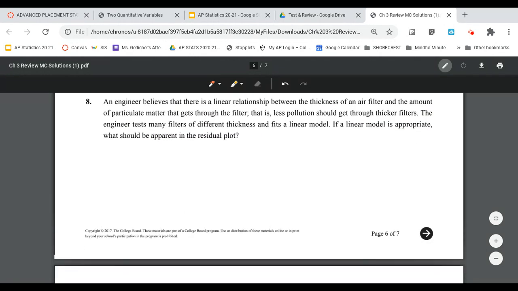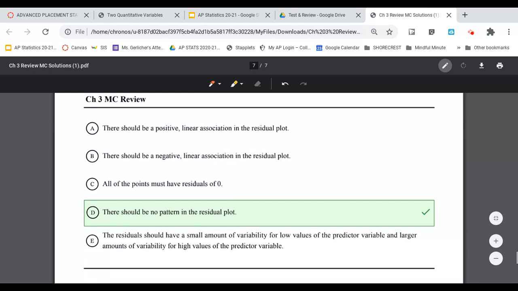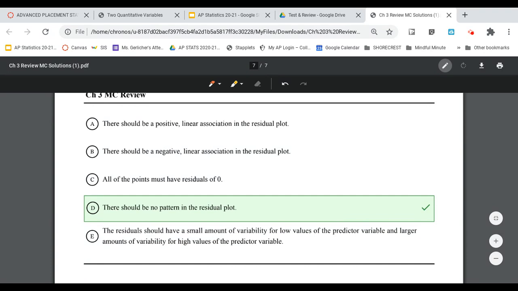Number 8 is one where they give you a whole lot more information than you need. They're saying, if a linear model is appropriate, what should be apparent in the residual plot? If a residual plot has no pattern to it, then that means linear is the best function family we're going to get. So there's no pattern in the residual plot. It doesn't tell us anything about direction. All points must have residuals of 0. It means it makes a perfect line.